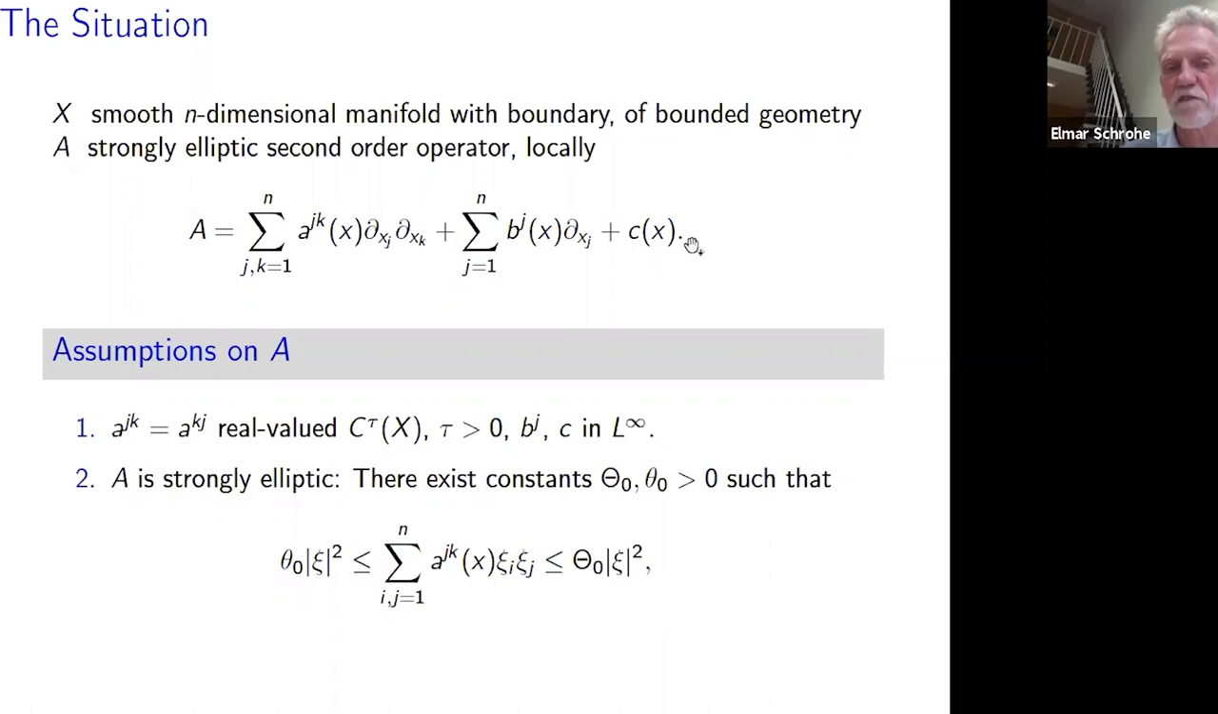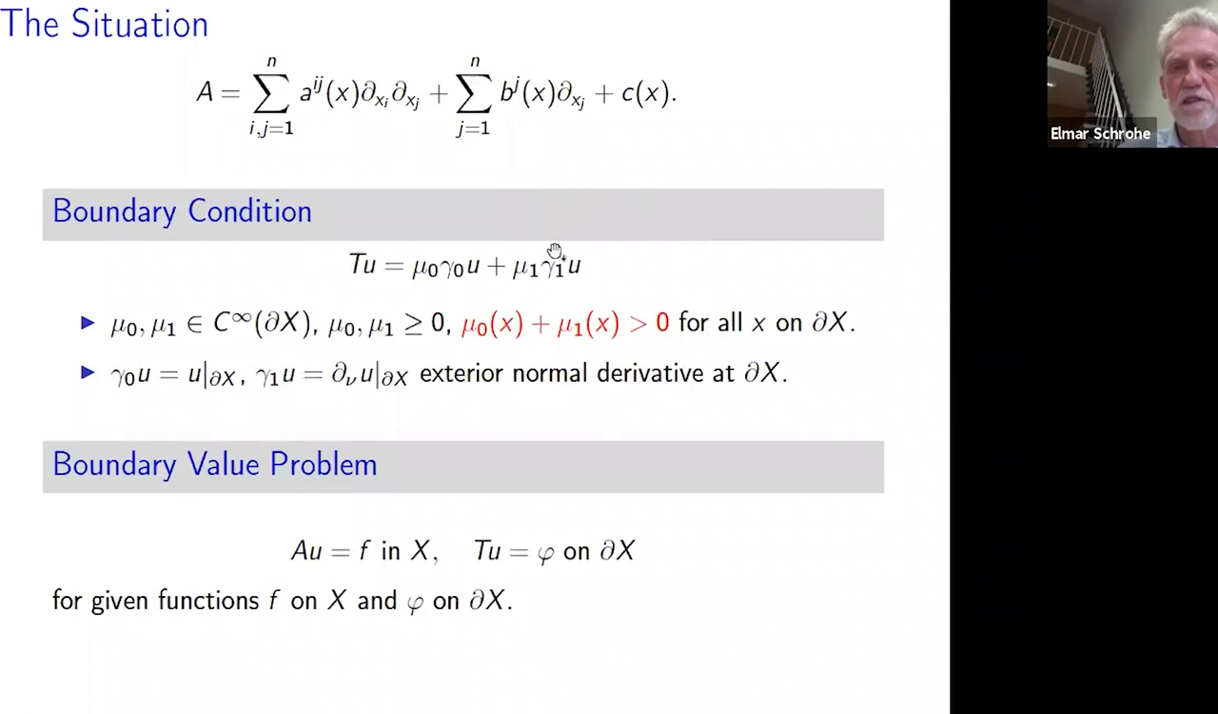Here I just repeat the operator, so you have it in mind, but there's nothing special here. What's special is the boundary condition. And the boundary condition at first glance seems like a Robin type boundary condition. So we call T the boundary operator, and T is the sum of two terms. We have gamma zero, the evaluation of the function at the boundary, and gamma one, the evaluation of the outward normal derivative of the function at the boundary.